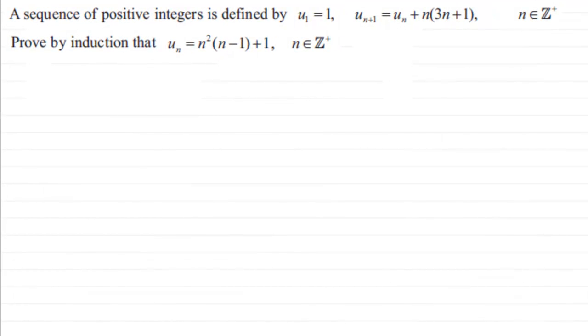Hi. Now in this example we're given a sequence of positive integers defined by the first term u1 equaling 1, and then the (n+1)th term u(n+1) equals the nth term un plus n times (3n + 1), where n is any positive integer. What we've got to do is prove by induction that un equals n squared multiplied by (n - 1), plus 1, again for any positive integer.